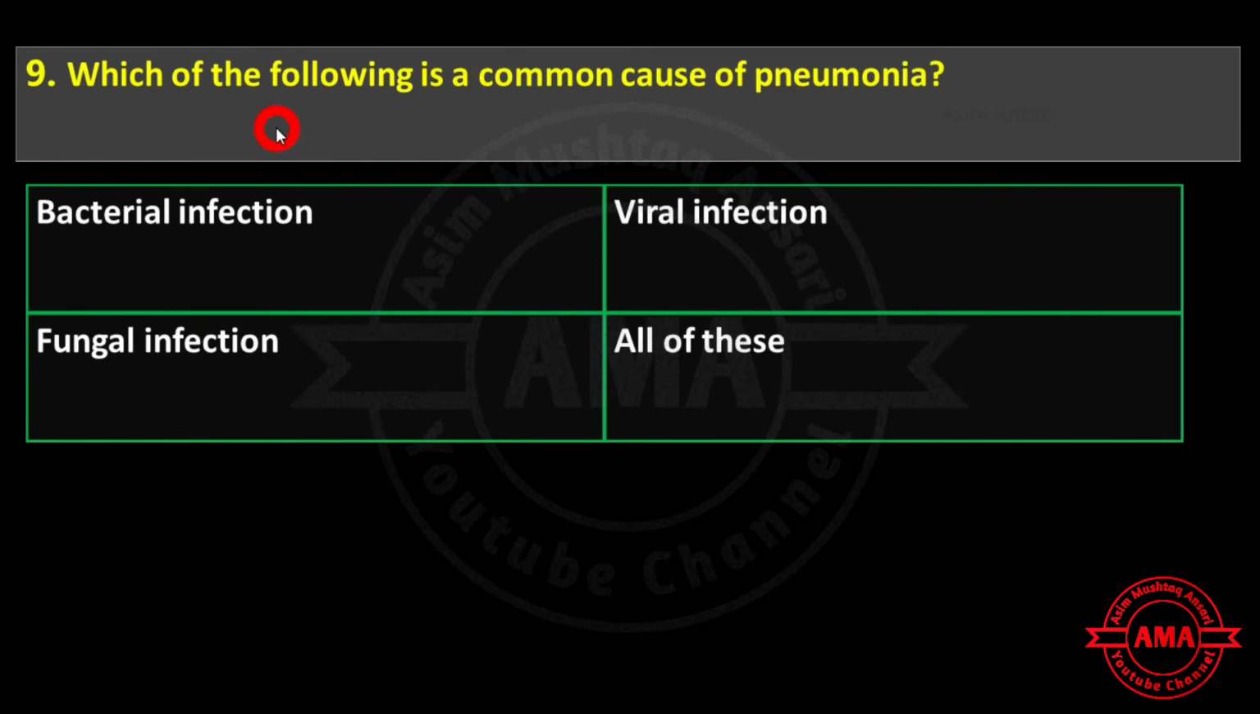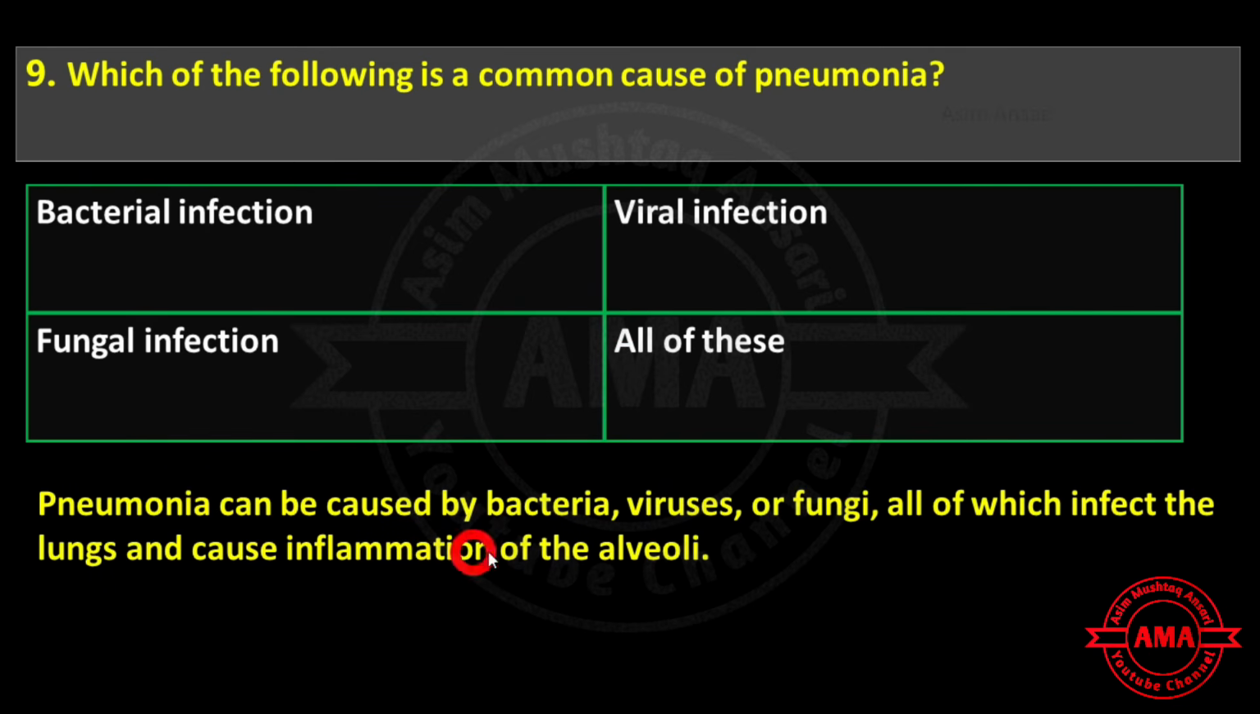Next is: which of the following is a common cause of pneumonia? Bacterial infection, viral infection, fungal infection or all of these? Pneumonia can be caused by bacteria, viruses or fungi, all of which infect the lungs and cause inflammation of the alveoli. So the exact answer is all of these.